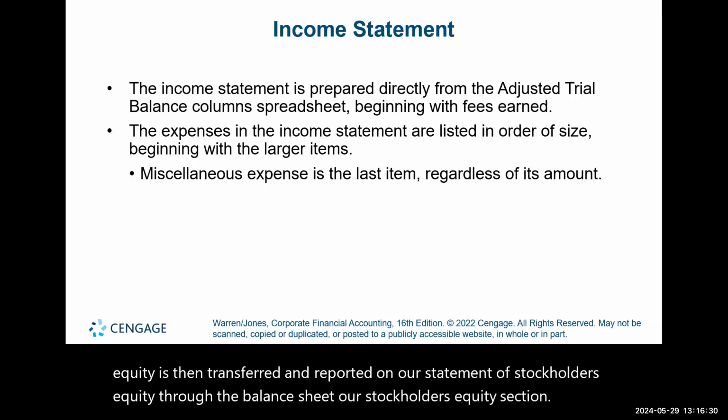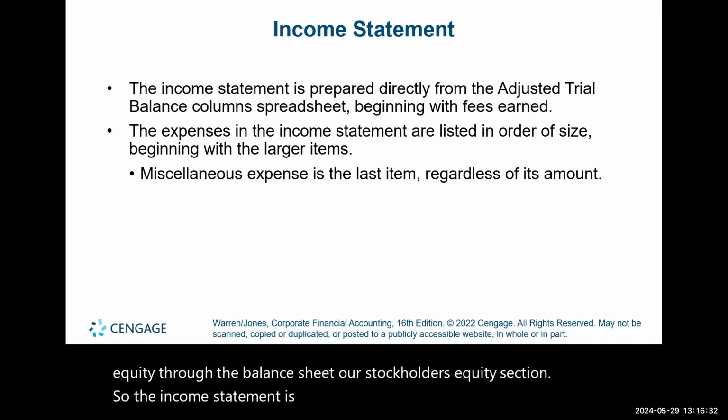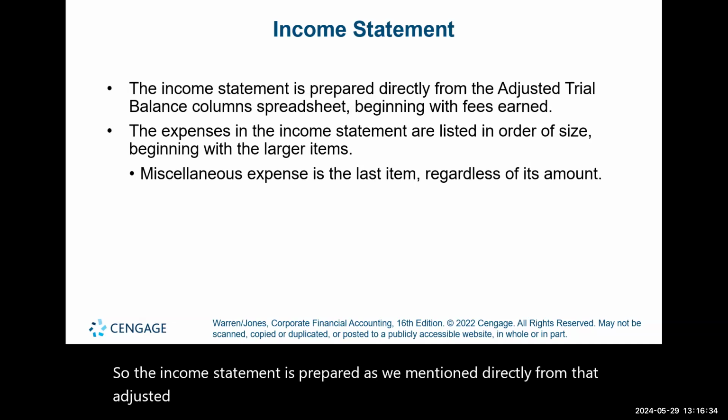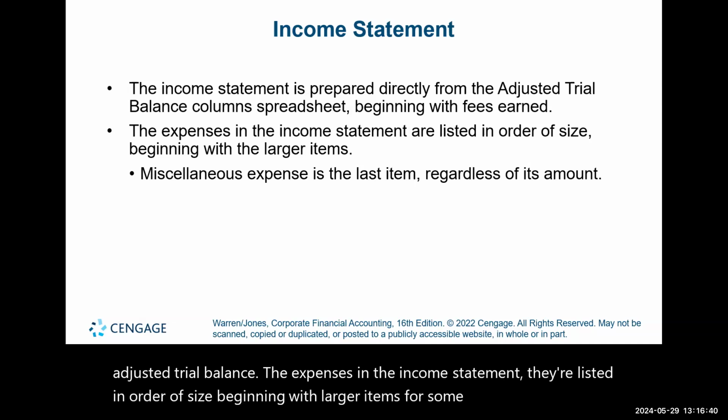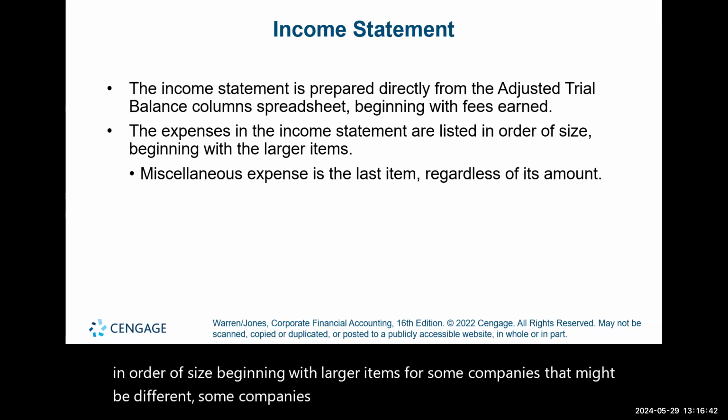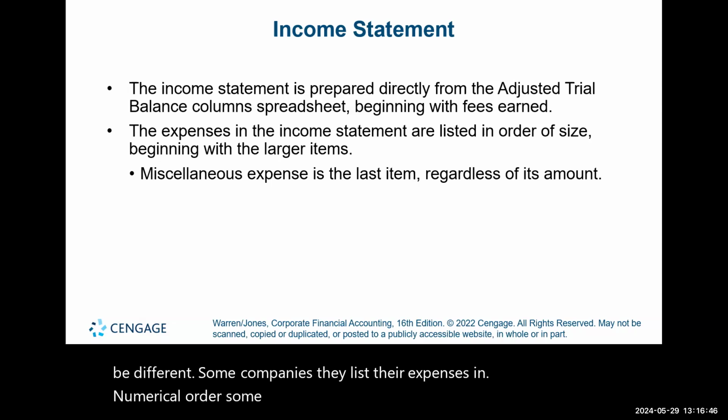So the income statement is prepared, as we mentioned, directly from that adjusted trial balance. The expenses in the income statement are listed in order of size, beginning with larger items. For some companies, it might be different. Some companies list their expenses in numerical order. Some companies will group their expenses based on their likeness.